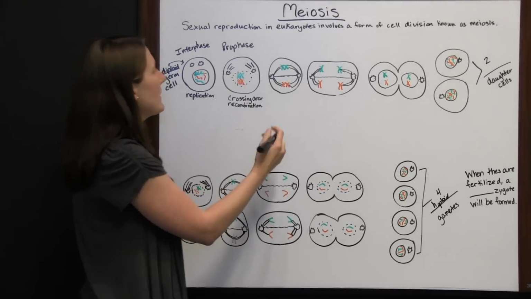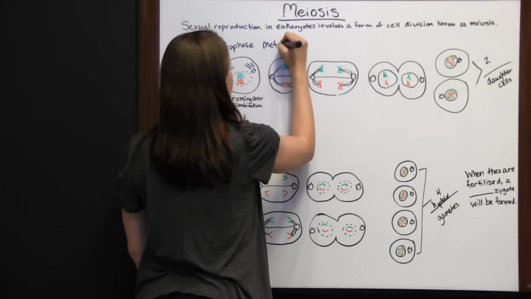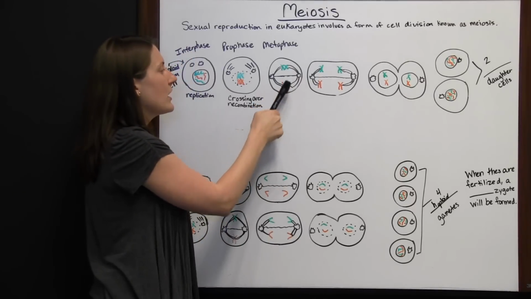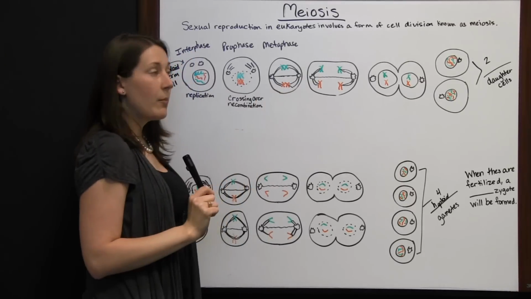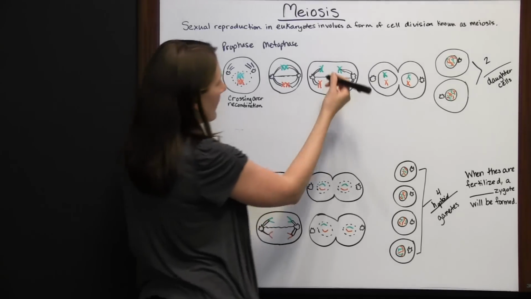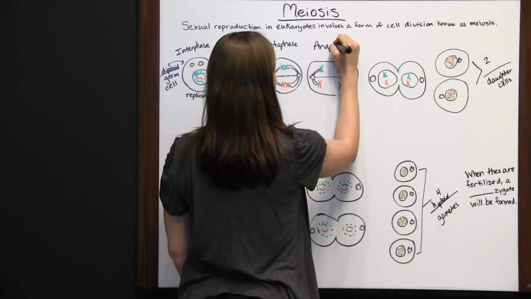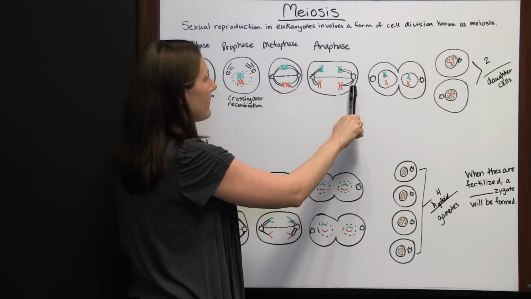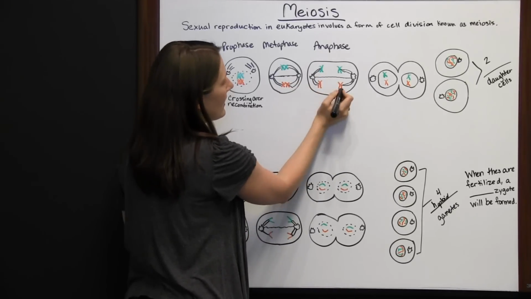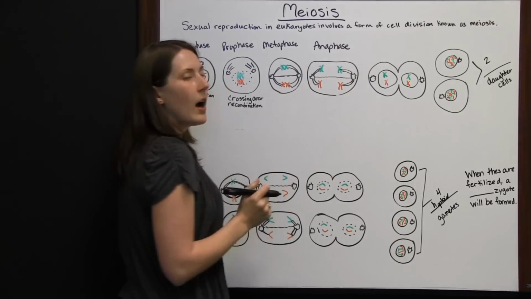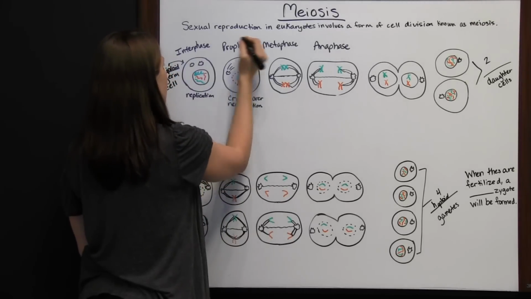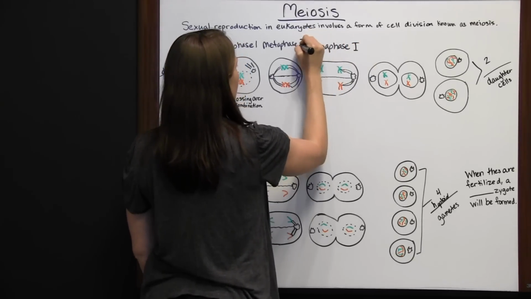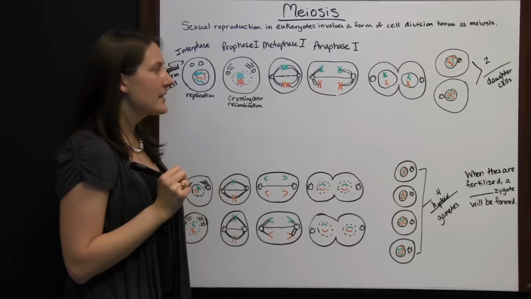Then we move on to metaphase. And in metaphase, your centrosomes are starting to pull the homologous pairs apart. And then we move on to anaphase. And you can see they actually are getting pulled further apart. They're not crossing over anymore, and they're starting to move to opposite sides of the cell. And these are all prophase 1, metaphase 1, anaphase 1, because this is kind of a 2-step process.